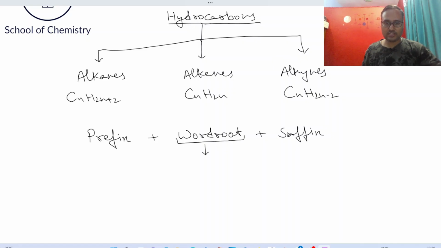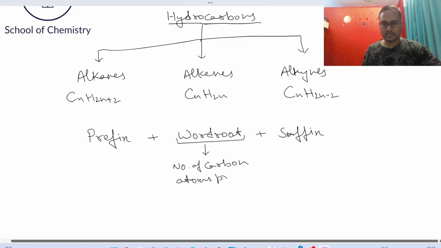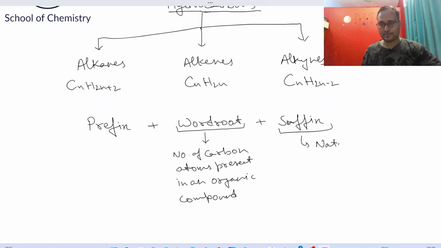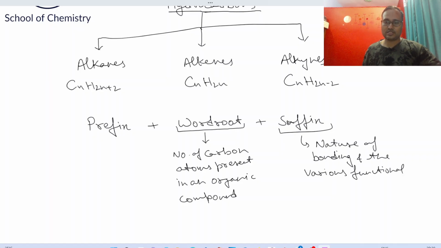The first thing we need to focus on over here is the word root. Word root is actually the number of carbon atoms present in an organic compound. Suffix tells us about the nature of bonding and the various functional groups which are present.